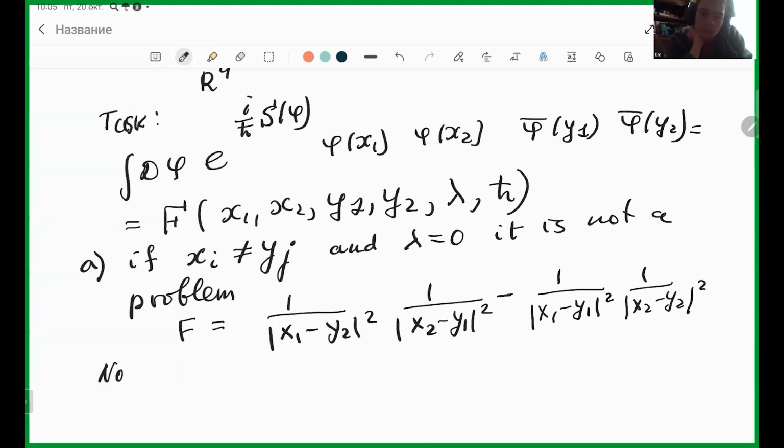If there's a minus, then x1 equal to x2 would give 0. Is that the expected behavior for a boson field? No, it's a plus here, sorry. Now, let us inspect what happens if x1 equals y1.